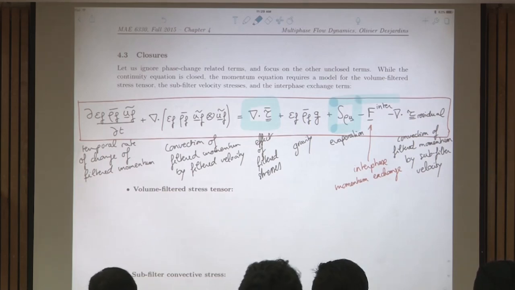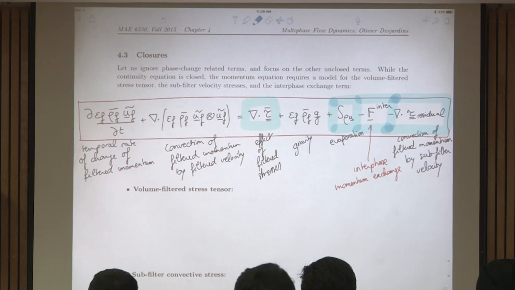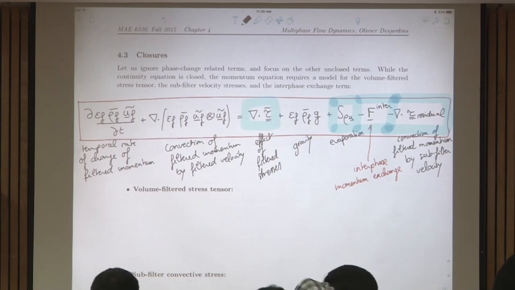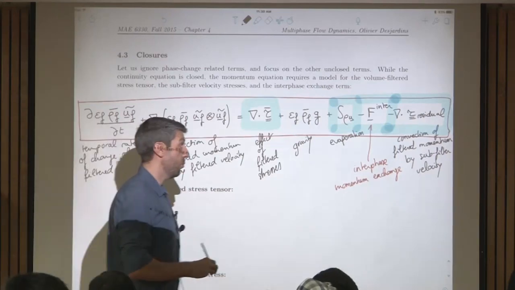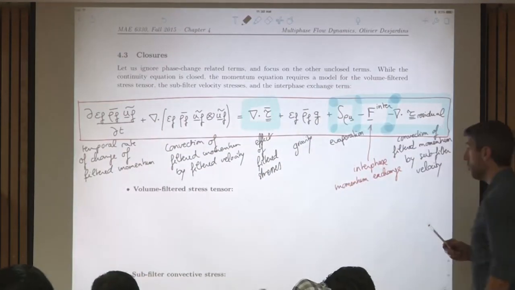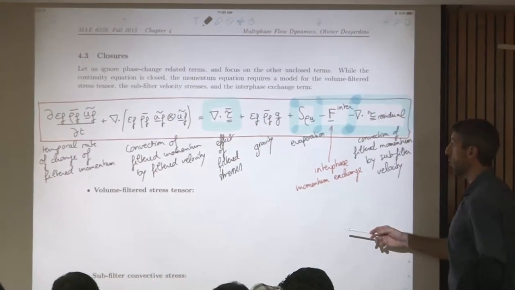This is unclosed too. I don't know a priori what the interface rate of exchange of momentum is, so I need to provide a model for it. And finally, this is also an unclosed term. Instead of going into details below, I'm just going to give you essentially a bullet list of what we do for closing. At this point, we're done with the framework. The framework is there as far as the fluid phase is concerned. So we need to invoke some modeling assumptions, and I'll just put one statement for each.